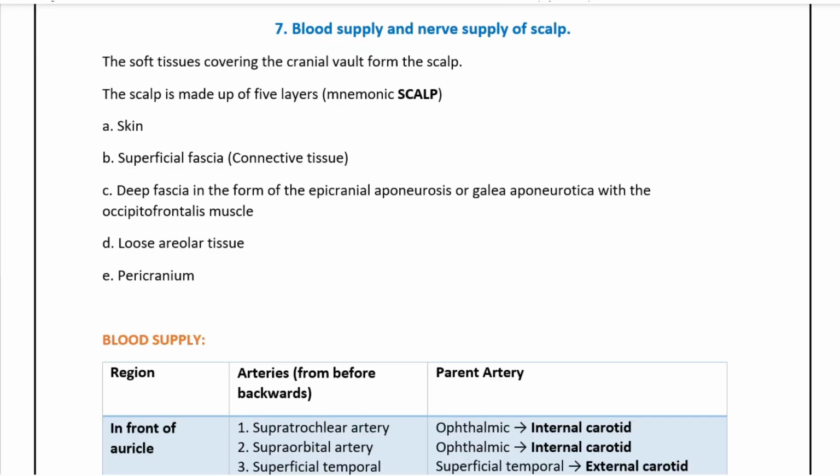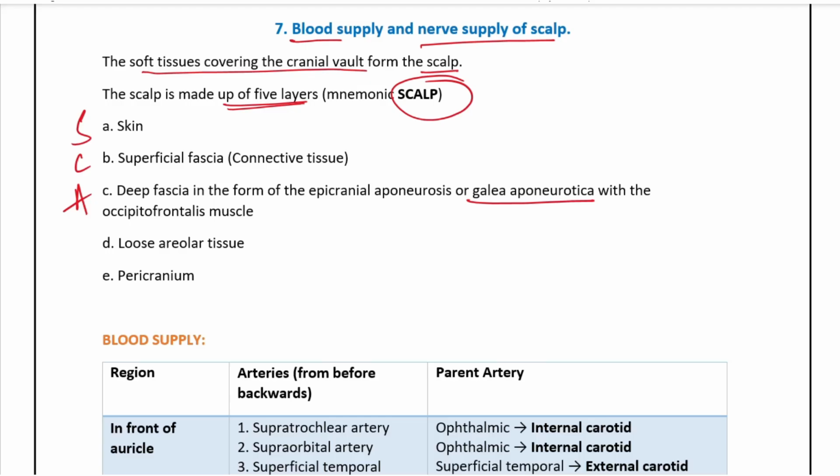Okay, coming to the next question, blood supply and nerve supply of the scalp. The soft tissue that covers the cranial vault forms the scalp. It's made up of 5 layers. The mnemonic to remember the different layers is again SCALP. We have the skin, superficial fascia or the connective tissue, epicranial aponeurosis or galea aponeurotica. Then we have the loose areolar tissue and the pericranium.